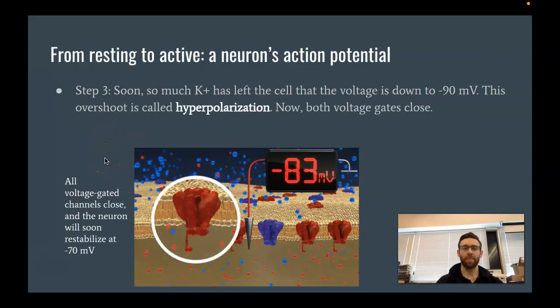Step 3 is sometimes called hyperpolarization, because not only does the neuron go back to negative 70, it actually overshoots a little bit, and it can end up going to somewhere near negative 90. So very quickly, a lot of potassium leaves, and you overshoot your goal of negative 70. It goes all the way to negative 90. So that's why it's called hyperpolarization. And at this point, both voltage gates close, and we're going to start to get back down to our normal levels. So the voltage gates close, and the neuron will soon restabilize at negative 70 millivolts. And once it gets back to negative 70 millivolts, then it can be ready to fire again.